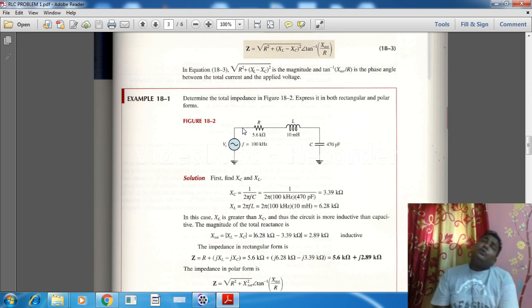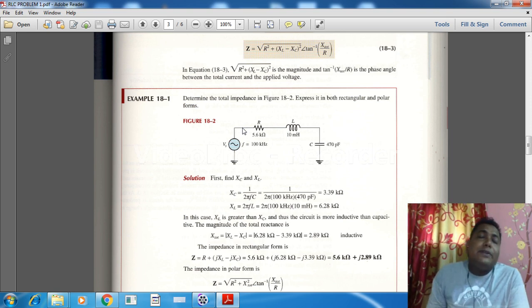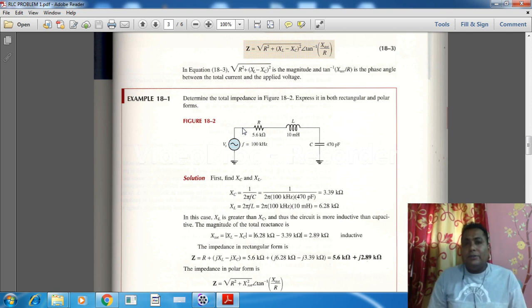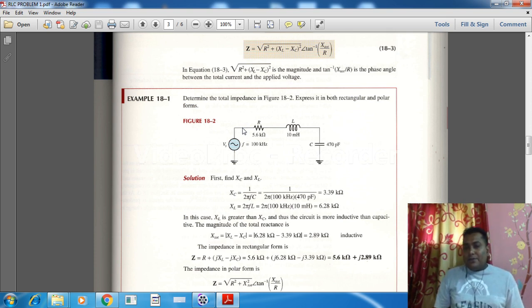So our aim is to find out the impedance. When it is told that we have to find out the impedance, first of all we think, what is the formula for impedance? The formula for impedance is Z is equal to under root R square plus (XL minus XC) whole square.